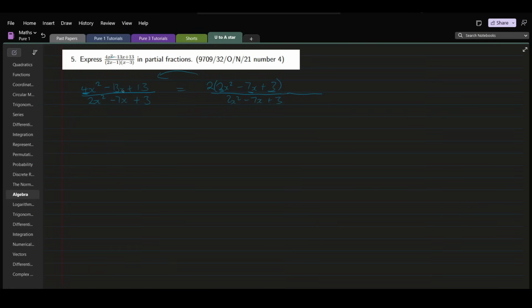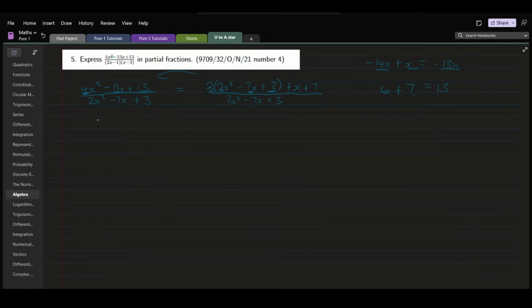On the left hand side, we have negative 13x. But if we were to expand on the right hand side, we have 2 times negative 7x, and that gives us negative 14x. So we have negative 14x, and then we want to get to negative 13x. So that means we have to add x, because negative 14x plus x gives you negative 13x. So we're going to add that x outside the bracket. Then now for the term independent of x, we have 13 on the left hand side, and then we have 2 times 3 on the right hand side, which is 6. So we have 6, and we're trying to get to 13. That means we have to add 7, because 6 plus 7 gives us 13. So we add the 7 outside the bracket.